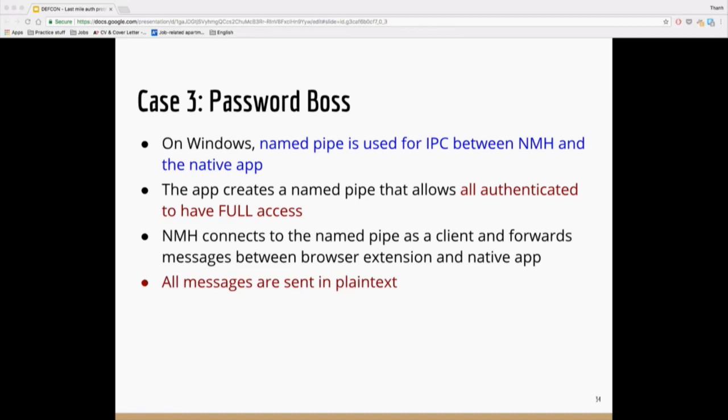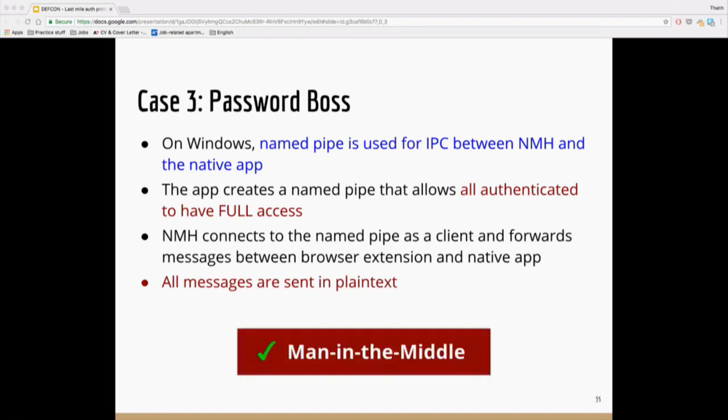The problem here is that the app doesn't restrict access to the named pipe. It allows all authenticated users to have full access to the named pipe. This way, anyone can create a new instance of the named pipe or connect to it as a client. In addition, the app and the native messaging host don't authenticate each other, and all messages are sent in plain text. Because of these issues, we were able to perform a man-in-the-middle attack on Password Boss. We could do it not only from an authenticated user, but also from a guest user.